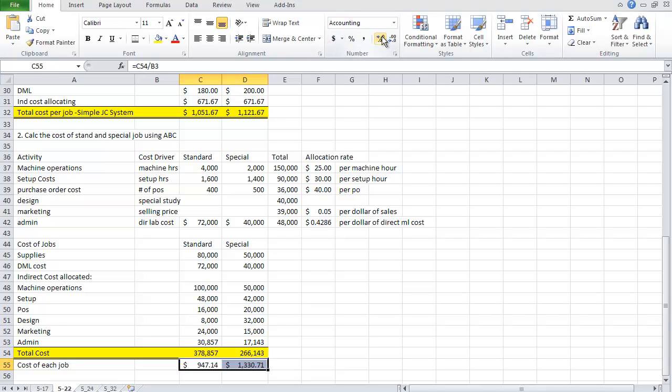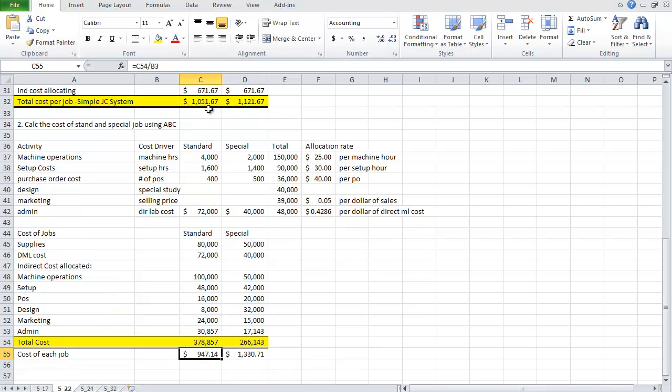So on a cost per job basis, we're looking at $947 for a standard versus $1,051, or on a special we're looking at $1,330 versus $1,121. And let's do a quick comparison to just put these together.